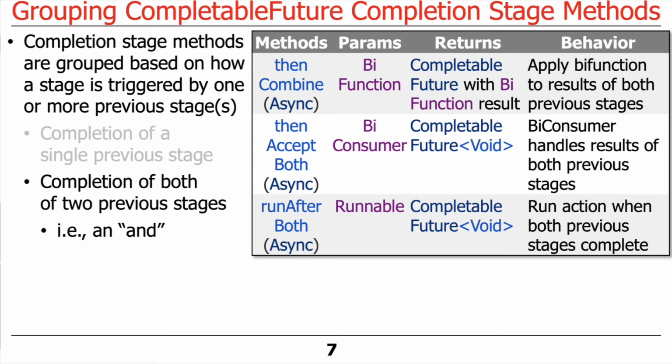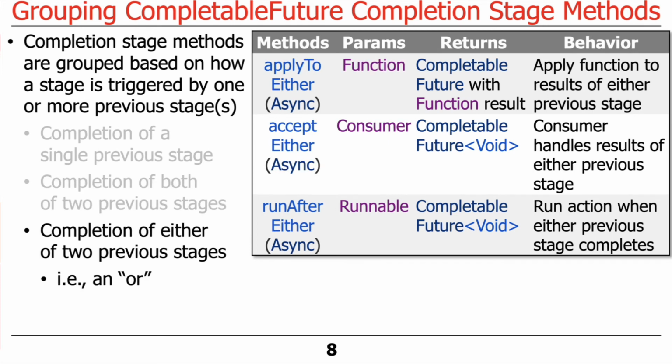And then there's also one called run after both, which is very much like then accept both, except it takes a runnable, not a by consumer. And it'll run the given action when both previous stages complete. But it doesn't really take their results in any meaningful way. And it provides no output. So those are the ones that are the two previous stage versions, the conjunctive ones, the and variants. And we'll take a look at some cool uses of these.